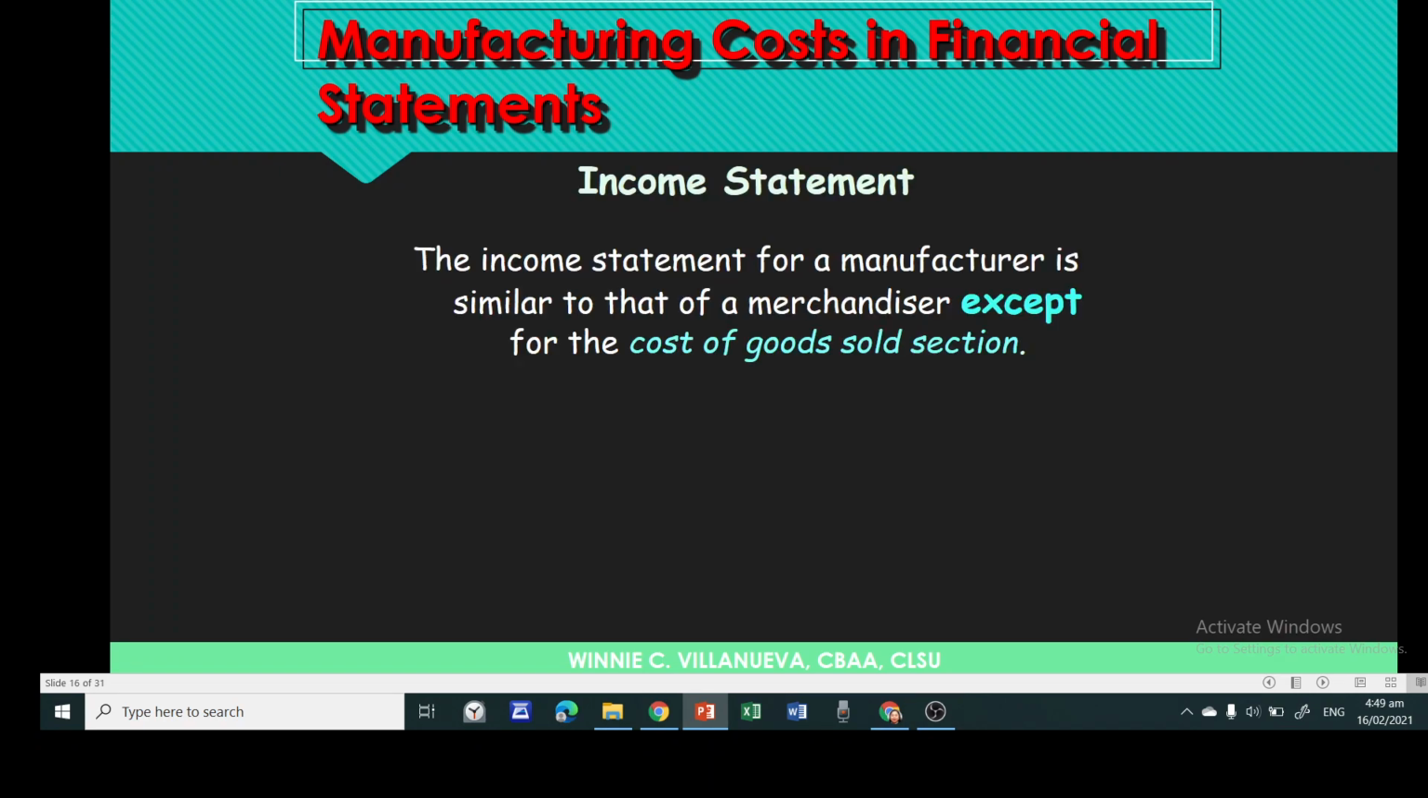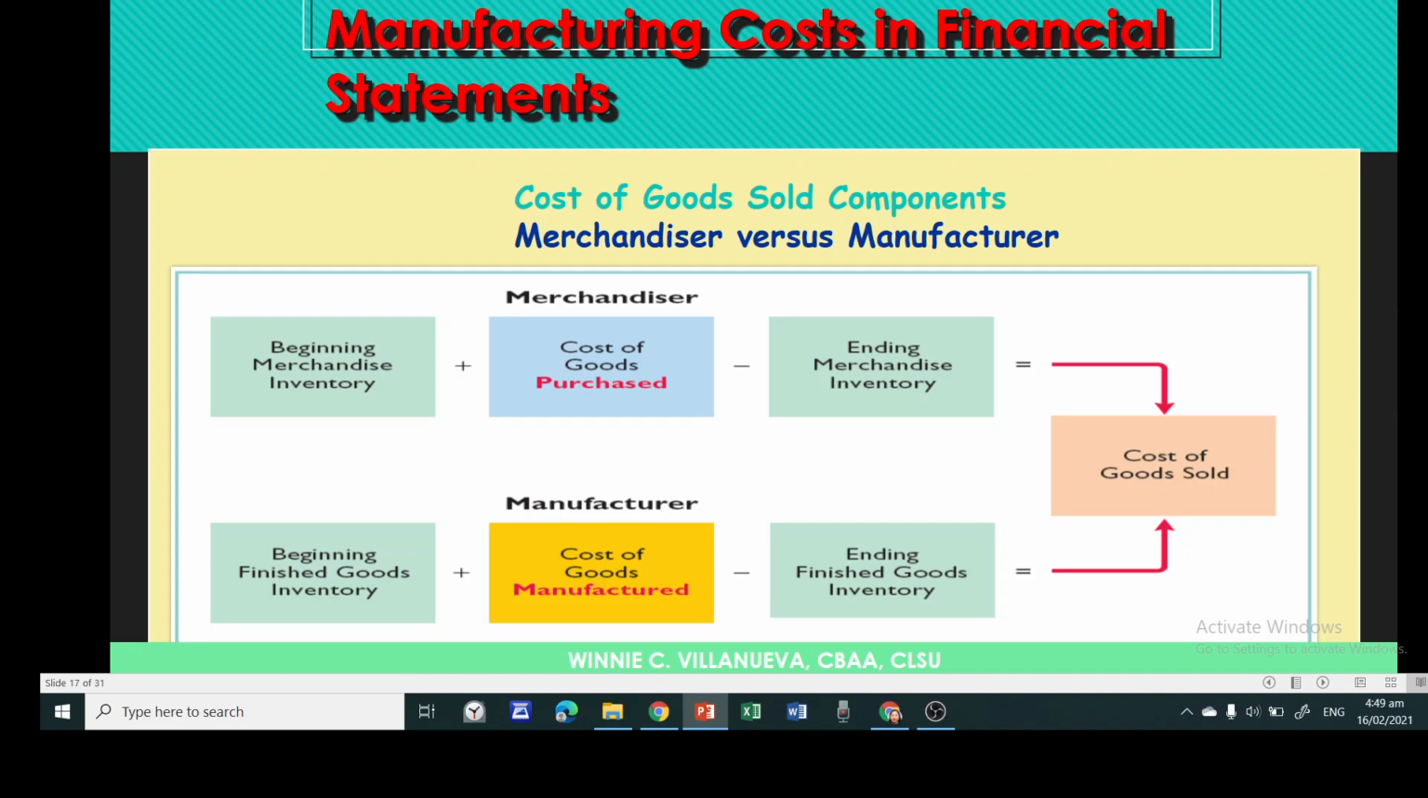So the difference between manufacturer and merchandiser is just the cost of goods sold section. You both have beginning inventory, but the difference is this one is merchandise inventory, and this one is the finished goods inventory. And you have cost of goods purchased and cost of goods manufactured. Both would have ending inventory, but this one is merchandise and the other one would be finished goods.